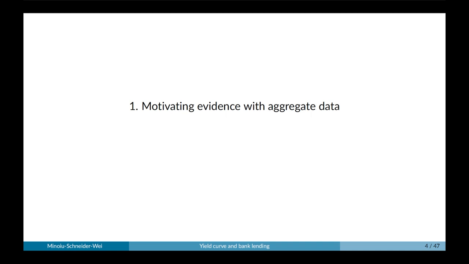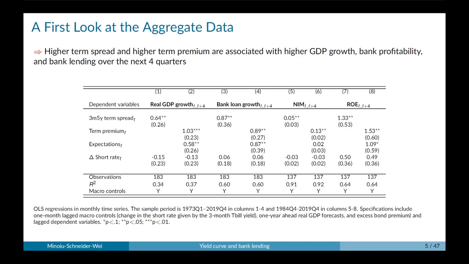Let me start with some very simple motivating evidence with aggregate data. This is just a number of time series regressions. In these time series regressions that run all the way back to the mid-70s or the mid-80s, we relate the term spread to four-quarter-ahead GDP growth, bank loan growth, net interest margins, and ROE, so two profitability metrics, in columns 1, 3, 5, 7. And then in the alternate columns, we decompose the term spread into the term premium and expectations. We always control for what happens at the short end of the yield curve.